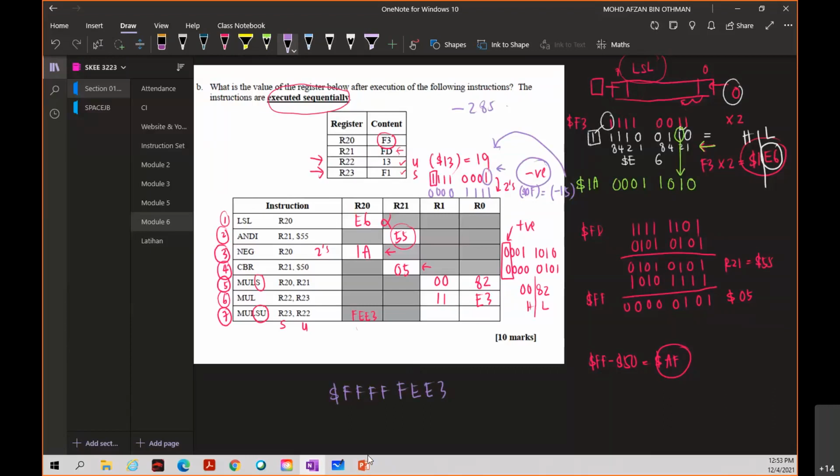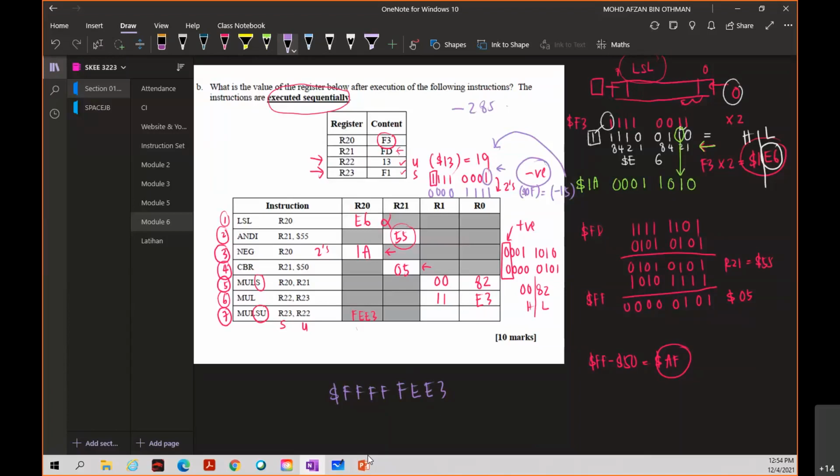Okay, you can just press your calculator here. Negative 19 multiplied with negative 15... sorry, negative 15 multiplied with 19, you get minus 285, and change back to hexadecimal, you get FEE3.